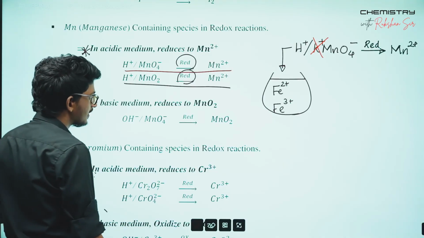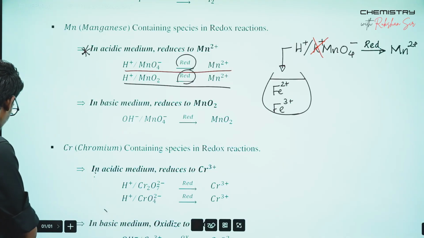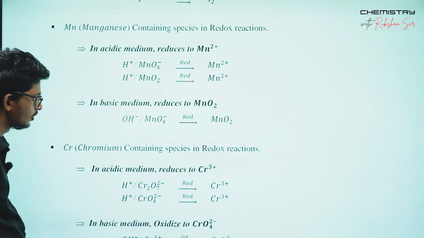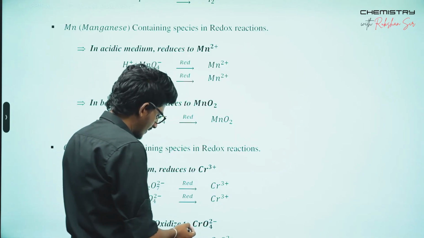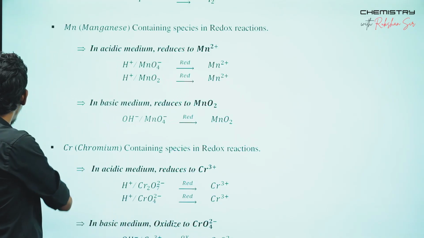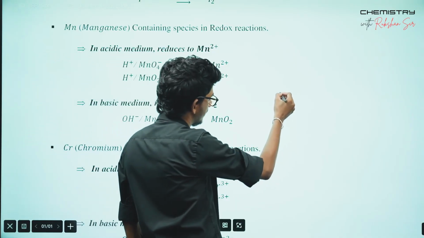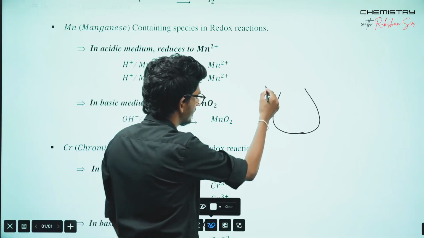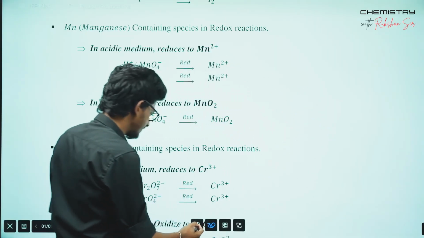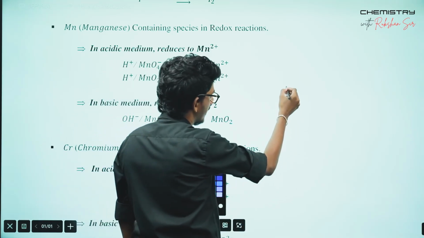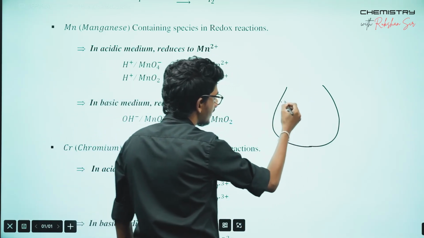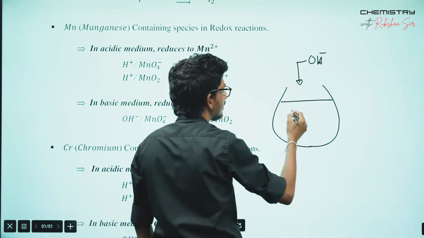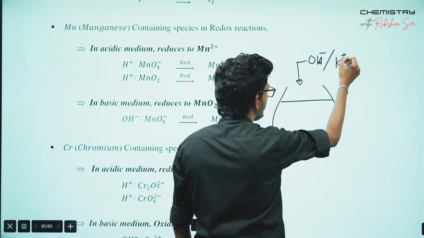Then what about the basic medium considerations for manganese containing species? Just think of adding some MnO4- in basic medium, or KMnO4 in basic medium.